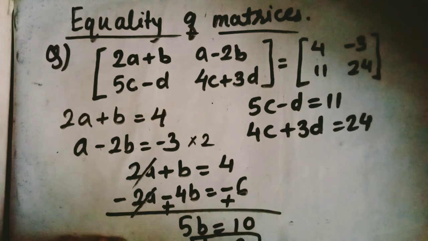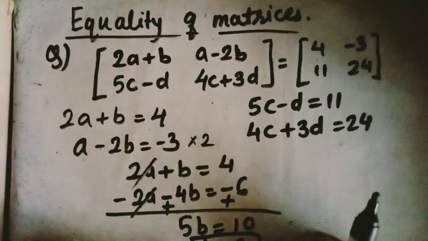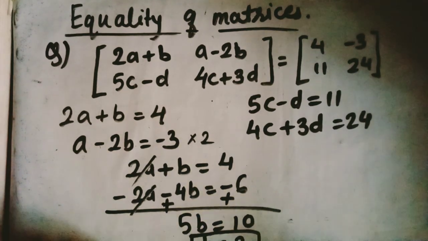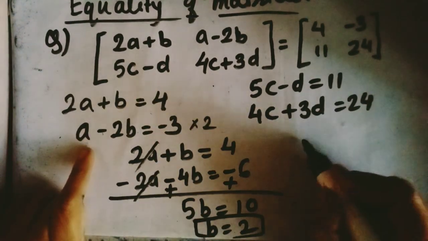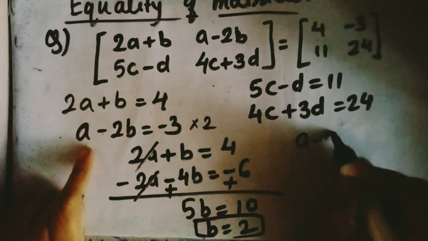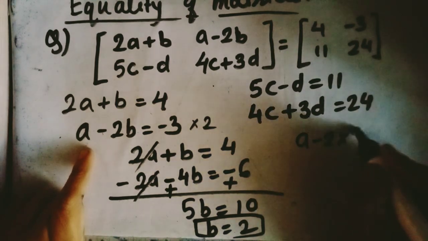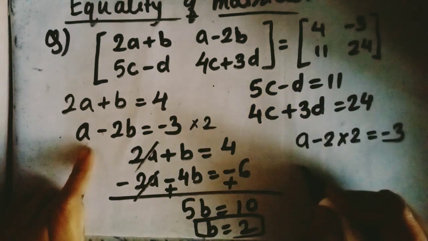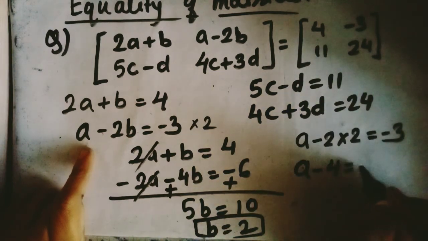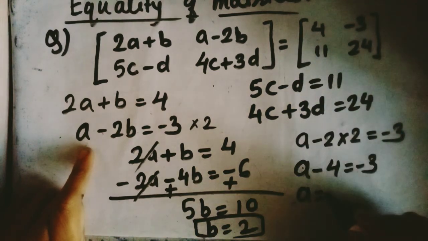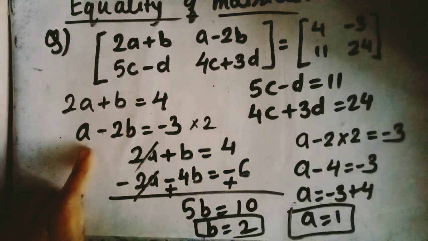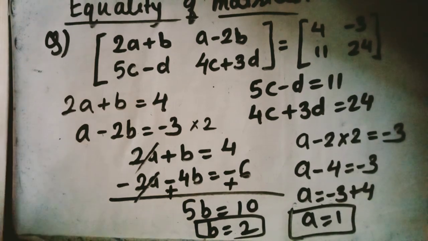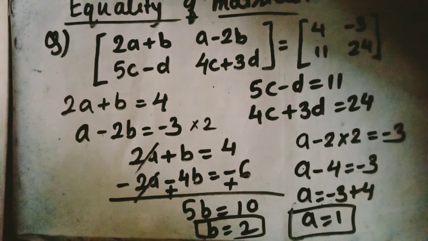Using the B value, you can find the A value. So put this B value in one of the equations. I'll put it in equation 2. A minus 2 into 2 equal to minus 3. So A minus 4 equal to minus 3, A equal to minus 3 plus 4. So A equal to 1. So here we have the values A equal to 1 and B equal to 2.